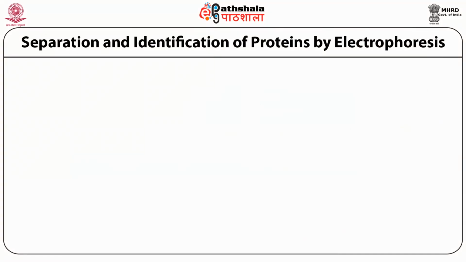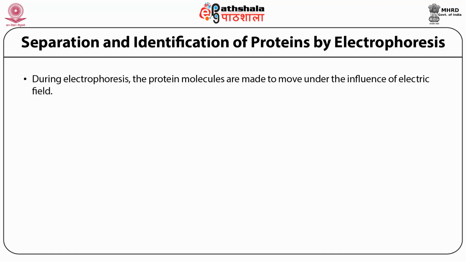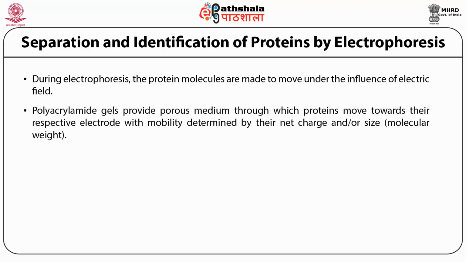Electrophoresis is another important technique that is commonly used for separation and identification of proteins. During electrophoresis, the protein molecules are made to move under the influence of an electric field. For this, polyacrylamide gels are used that provide a porous medium through which proteins move toward their respective electrode with mobility determined by their net charge and/or size.